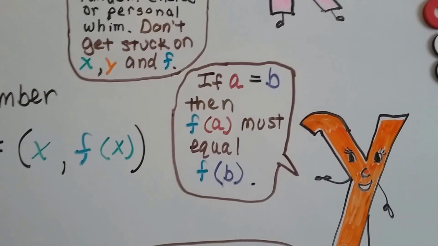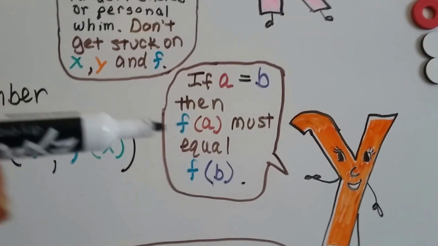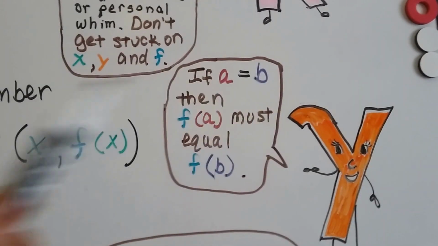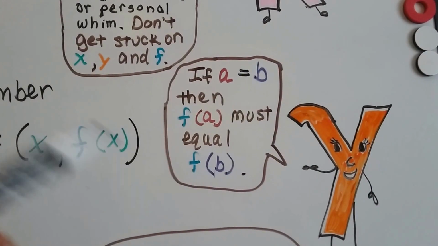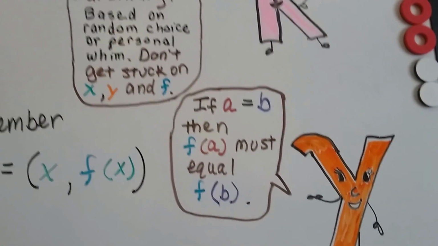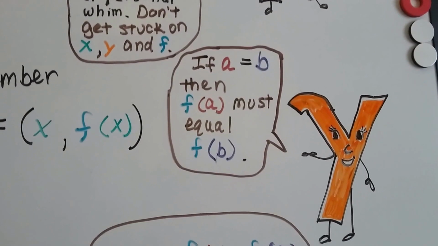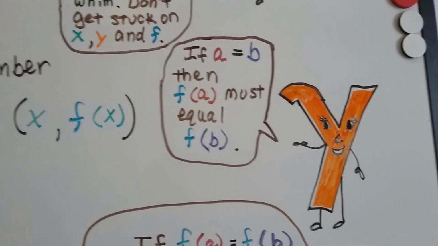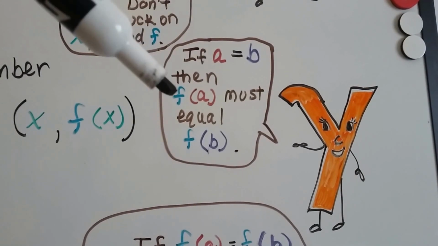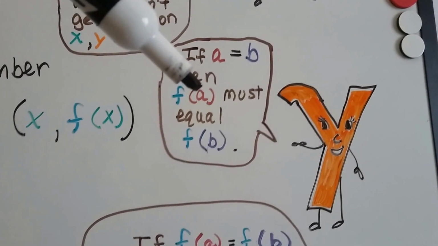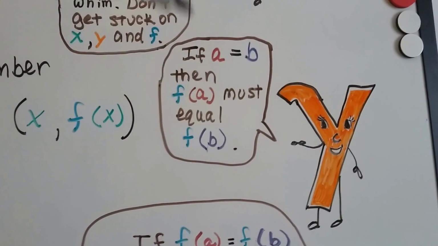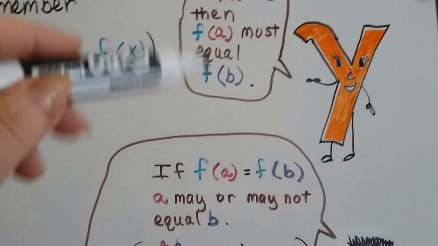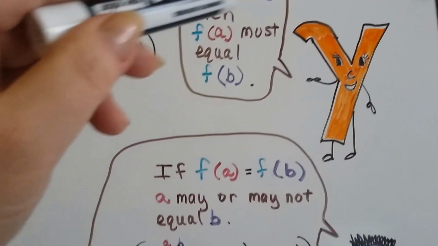If a equals b, then the function of a must equal b. Now, what if I had x and y there? Would that make more sense to your brain? But just remember, the letters are arbitrary. So let's say a and b are equal, okay? Let's say they're both 2. Then that means the function of x at 2 has got to equal the function of x at 2. They're equal, see? But if these two are equal, these don't have to be.